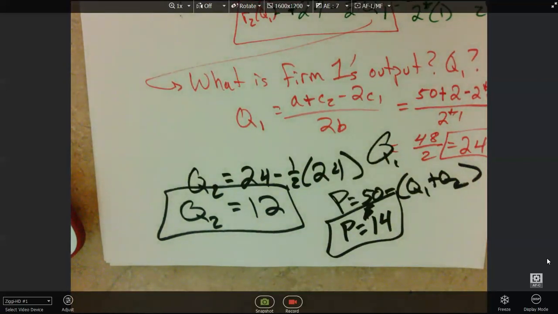Cookie? Stuck on the cookie. Love it. Pizza. Okay.